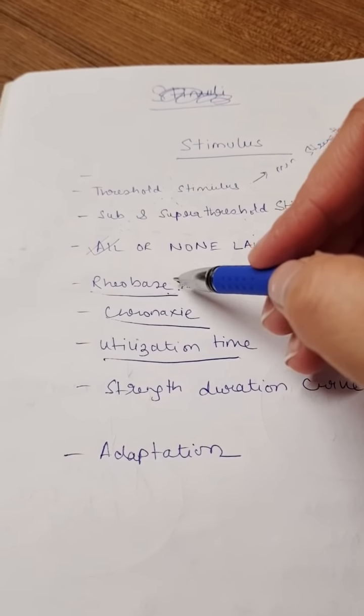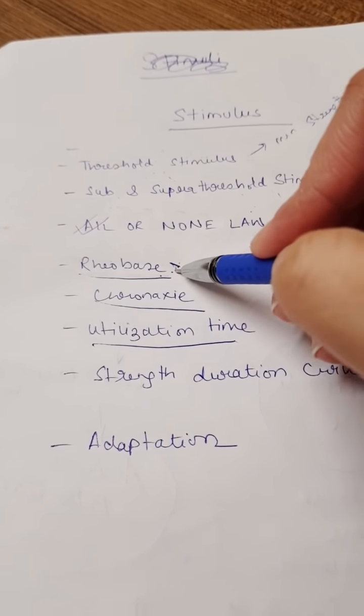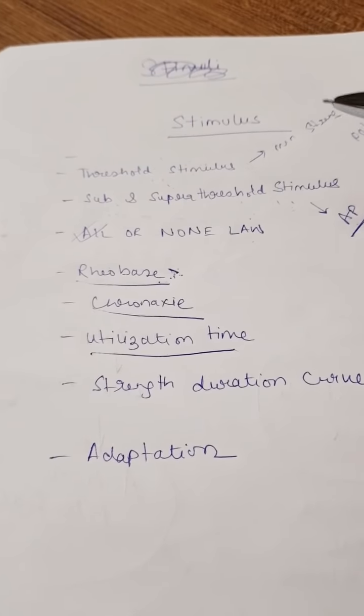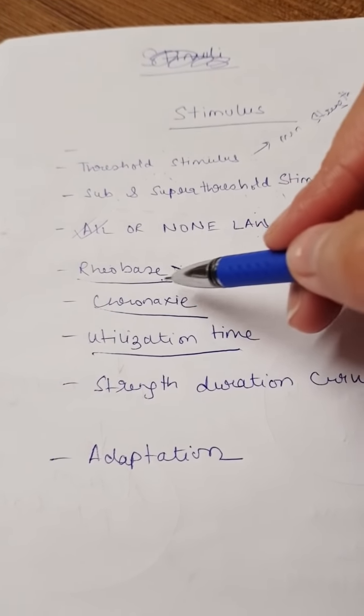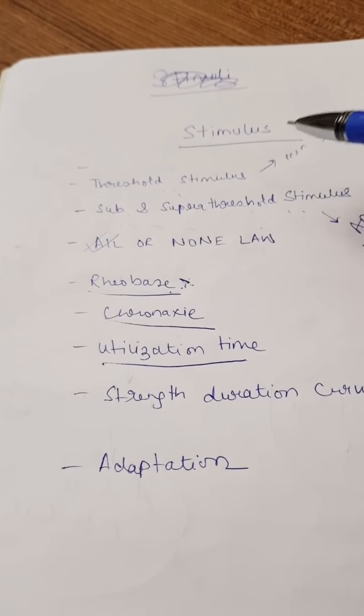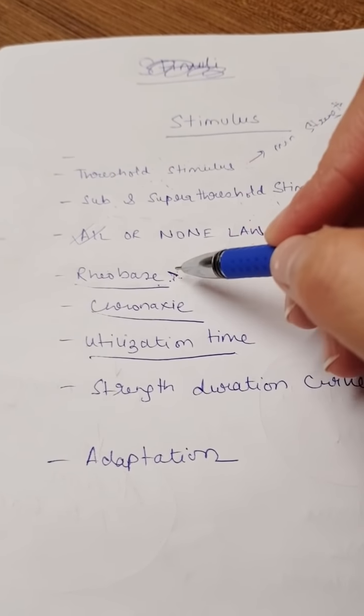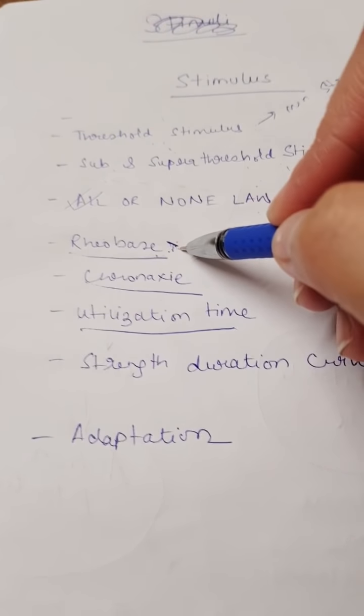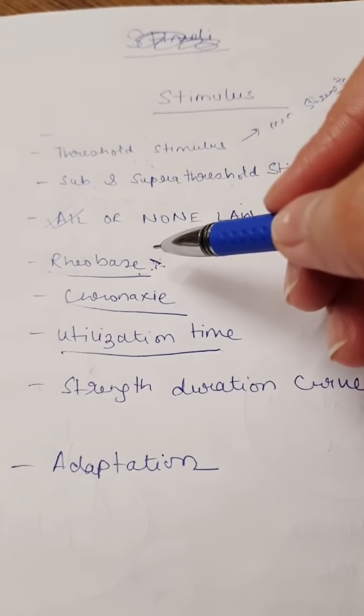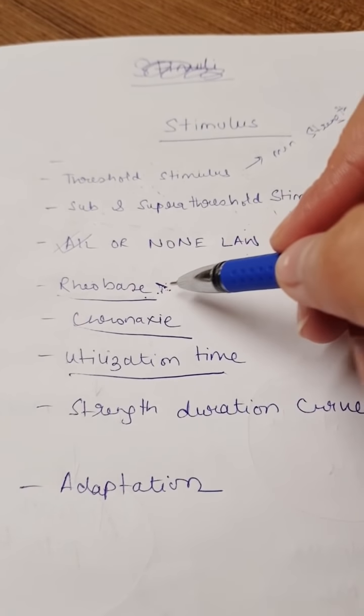If the current is less than Rheobase, no electrical response will occur. That is, no electrotonic movement, no local response, let alone AP. No electrical change will occur. So, the minimum strength of stimulus which can stimulate an excitable tissue is known as Rheobase.